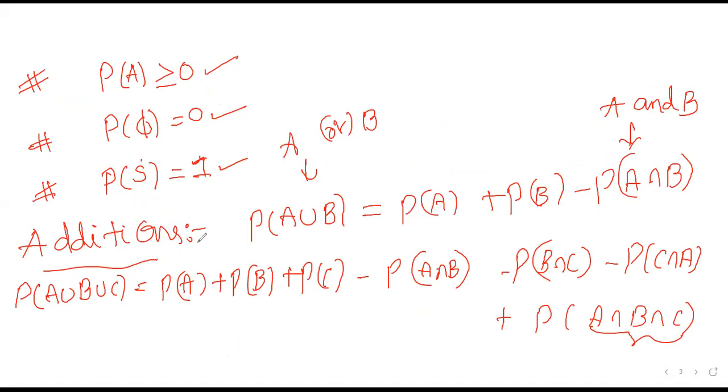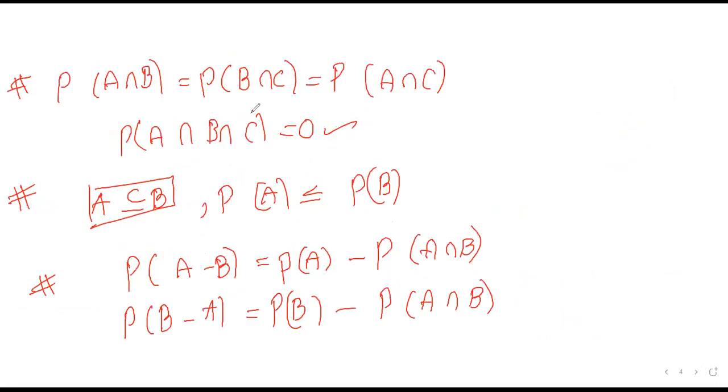Then the additive property says that P of A union B is equal to P of A plus P of B minus P of A intersection B. Intersection is called AND, union is called OR. If there are 3 events, then P of A union B union C is equal to P of A plus P of B plus P of C minus P of A intersection B minus P of B intersection C minus P of C intersection A, or A intersection C, both are the same, plus P of A intersection B intersection C. Then the associative property says that if A intersection B, B intersection C, and A intersection C are empty, then P of A intersection B intersection C is equal to 0.